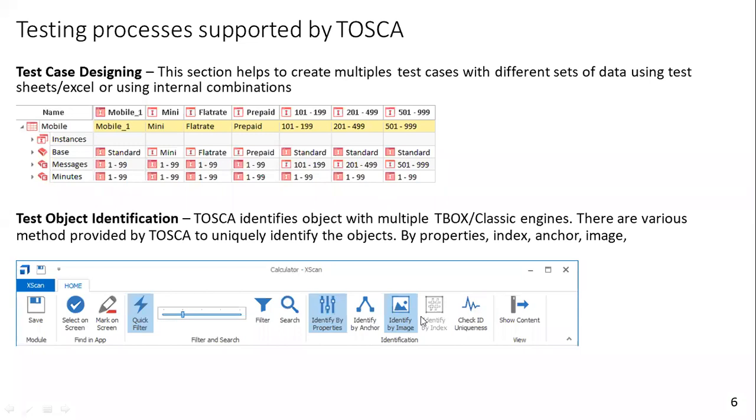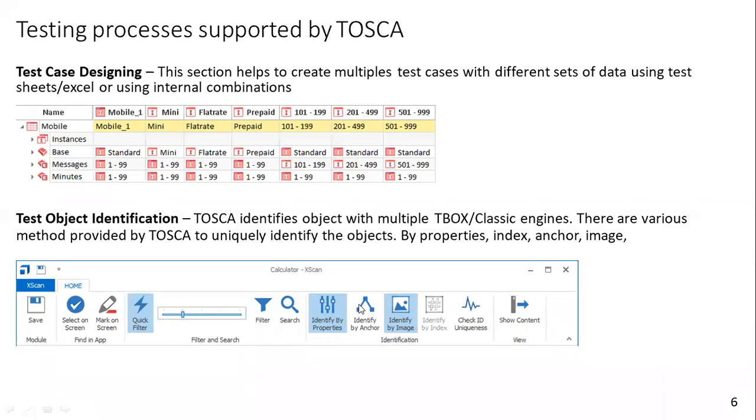If you go with QTP, the only thing you will get is identify by properties. If it is not identifying, then you have to use descriptive programming. In Selenium, you have to use concepts like parent, sibling. Similar concepts are identify by anchor, identify by image, and indexing, and there are some other methods also by which Tosca identifies the test objects very easily.